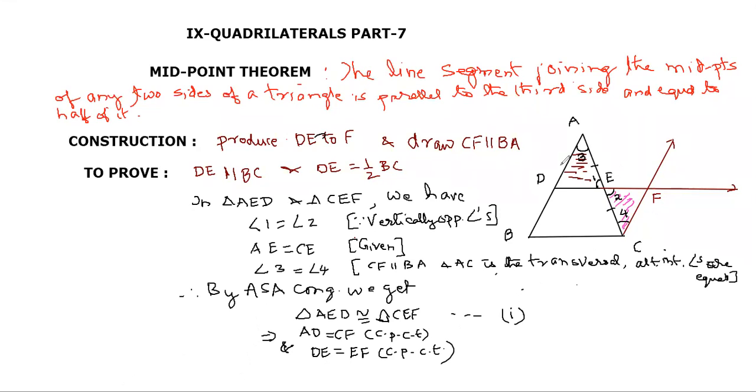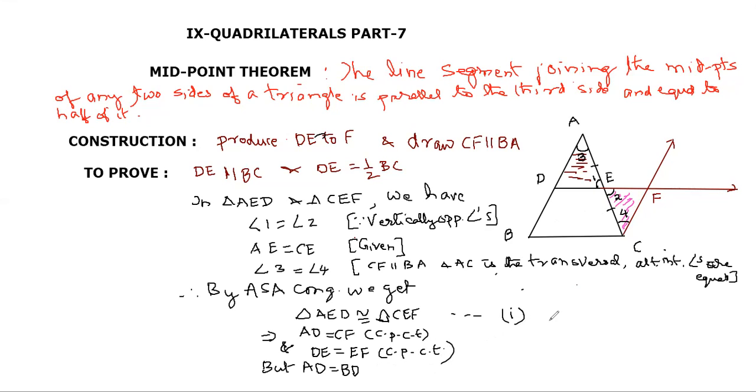When these two sides are equal, AD is equal to BD. AD is equal to BD because D is the midpoint, and BD is equal to CF. So BD will be equal to CF. E is the midpoint, so when AD is equal to BD, BD is equal to AD, and AD is equal to CF.